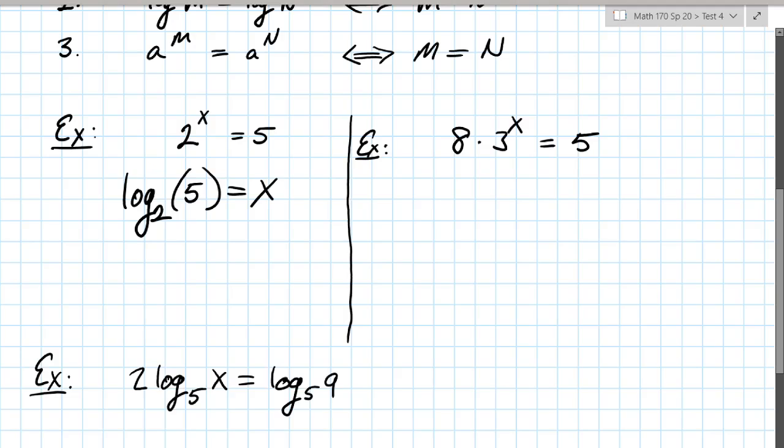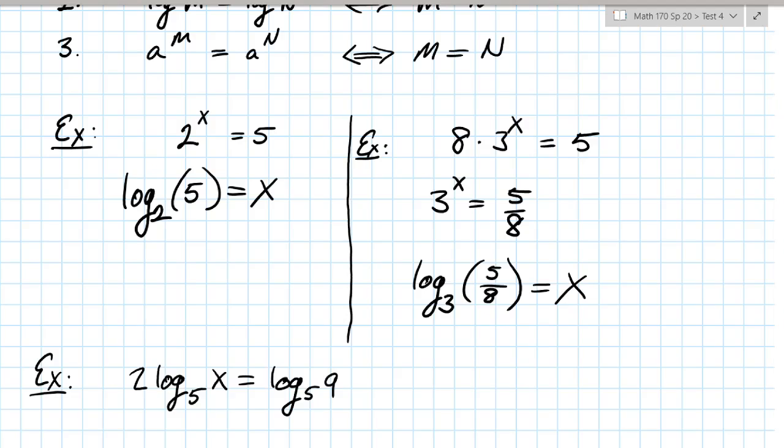Our next problem, 8 times 3 to the x is equal to 5. In order for you to use our exponential to logarithmic form, I need 3 to the x isolated by itself. So I'm going to divide both sides by 8 first. And now I'm going to change from exponential to logarithmic form. That is, log base 3 of 5 over 8 is x. And since x is by itself, we are done. We have solved for x.